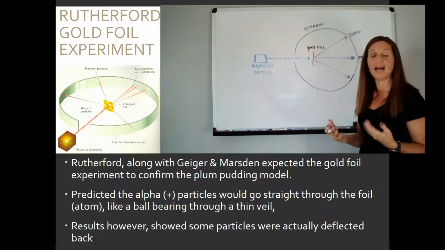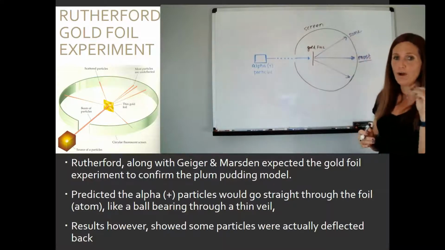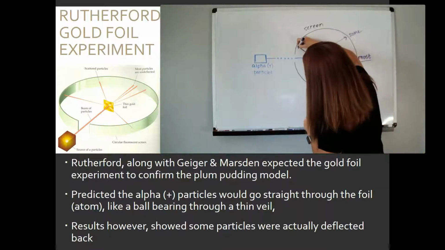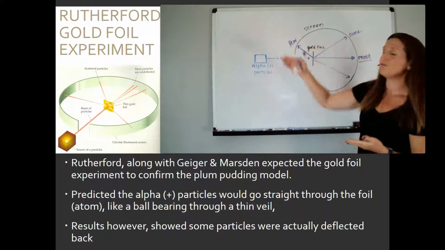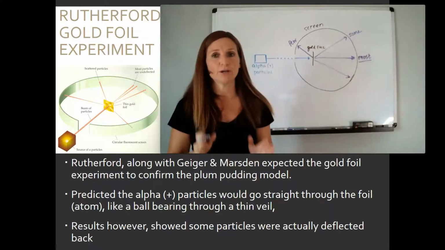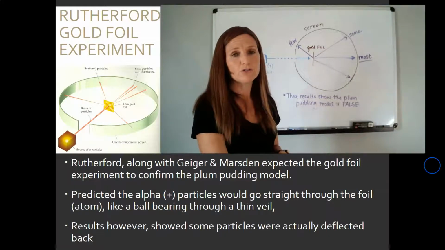Some were deflected as they passed through the gold. And a few, a very small number, but a significant number, were actually reflected back. These results show the plum pudding model to be false.